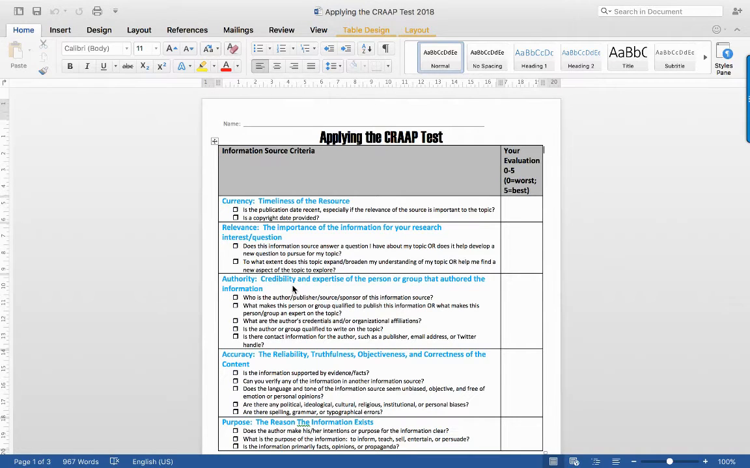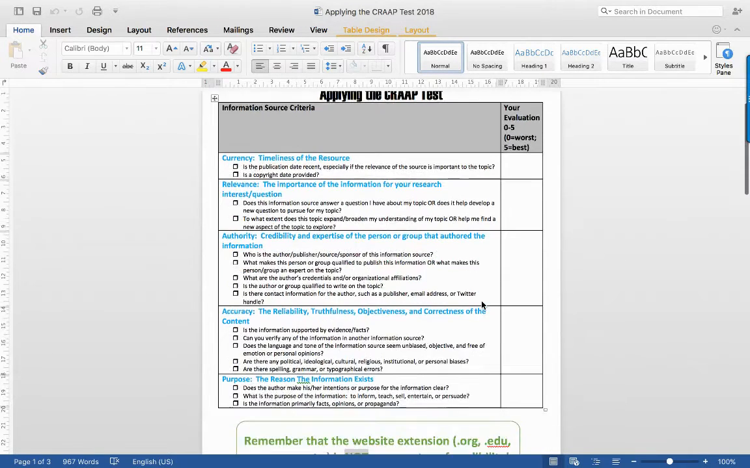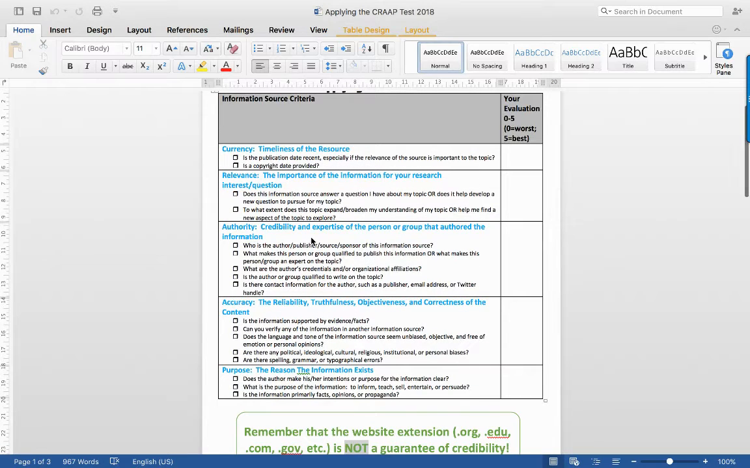You want to consider the authority, the credibility and expertise of the person or group that authored the information. So it's important to understand who is behind the information. Who is the author? Who are the publishers? Where is the source coming from? Because often websites aren't based on the original source. They could be copies or certain parts of sources.